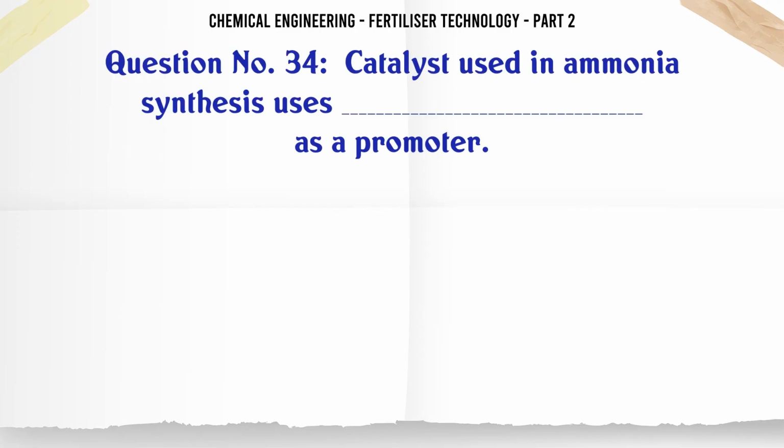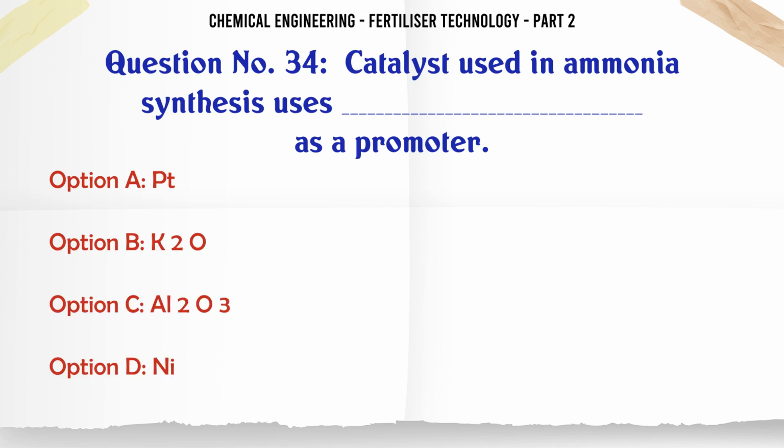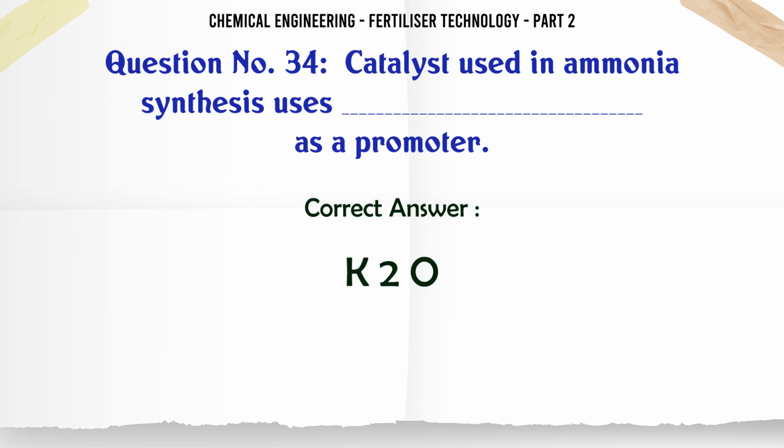Catalyst used in ammonia synthesis uses as a promoter. A. Pt. B. K2O. C. Al2O3. D. Ni. The correct answer is K2O.